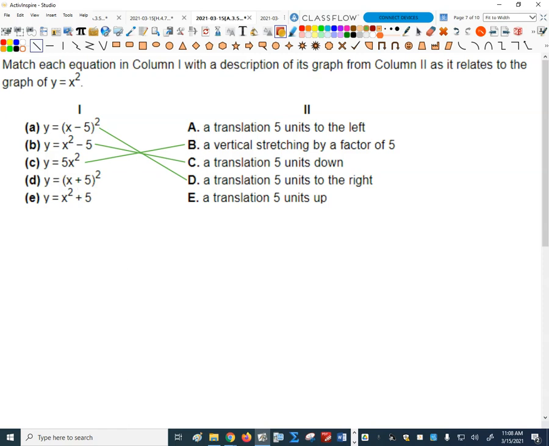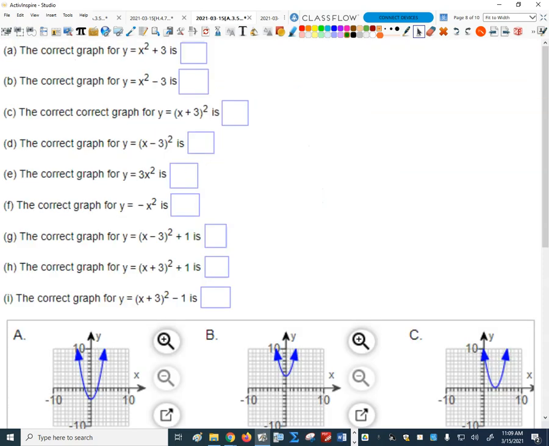What if I do y equals the quantity x plus 5 squared? Which one does that go with? Okay, good. That's going left by 5, and then that only leaves 1, doesn't it? So if I add 5 outside the function, I'm going up. Good. Okay.